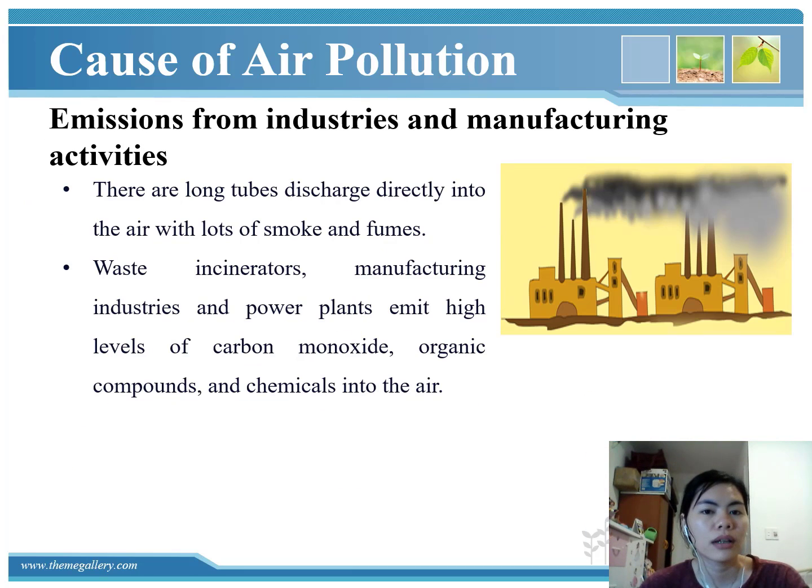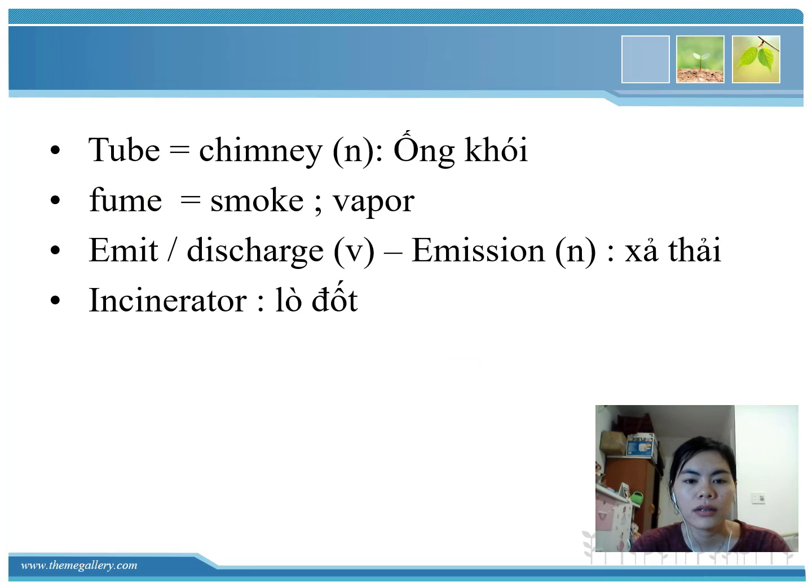The next reason for air pollution is emissions from industries and manufacturing activities. You can see that there are many long tubes discharging directly into the air, a lot of smoke and foam. The waste incinerator, manufacturing industry, and power plant emit high levels of carbon monoxide, organic compounds, and chemicals into the air. So here we have some new vocabulary.